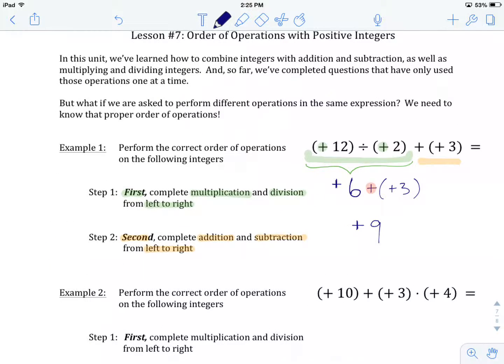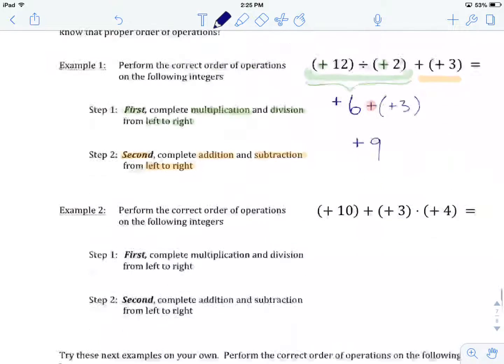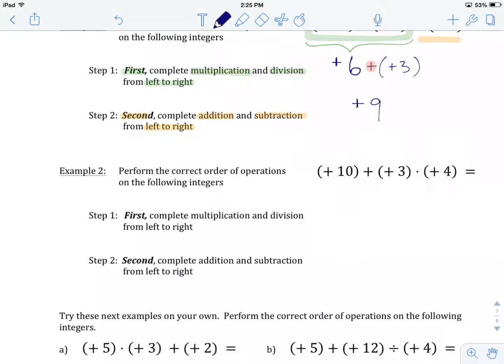Now, that's a bit much to take in, so let's try another example here together. Perform the correct order of operations on the following integers: positive 10 plus positive 3 times positive 4. So again, just to reiterate, the first thing that I'm going to do is any multiplication or division that shows up as I read the expression left to right.